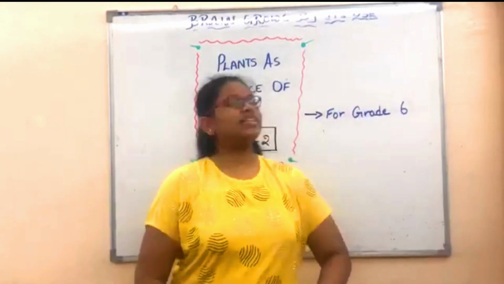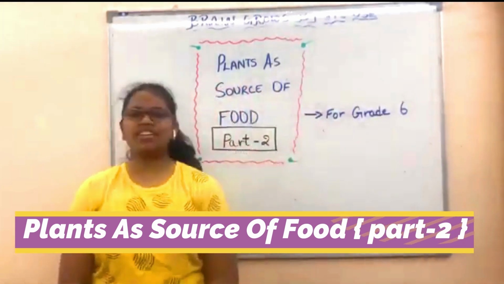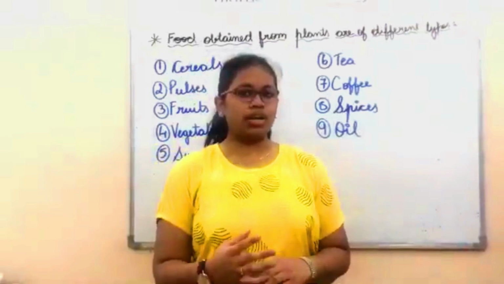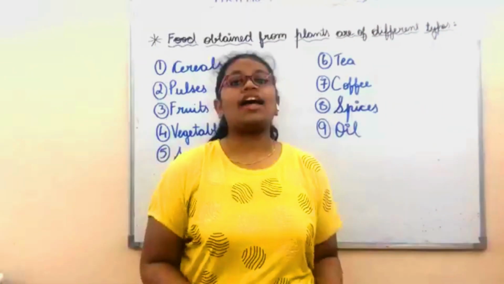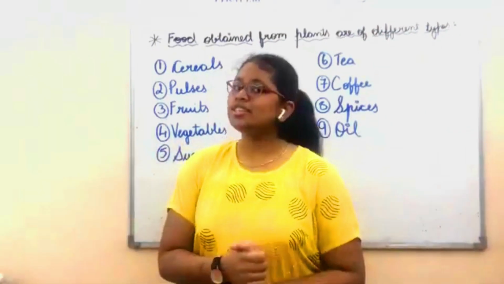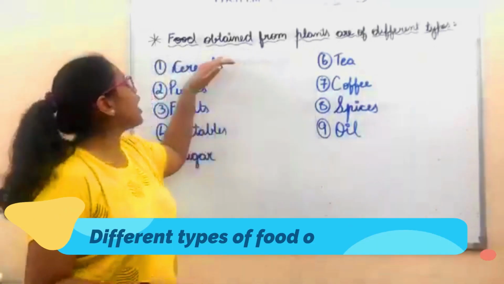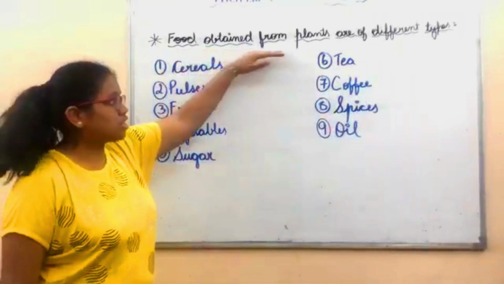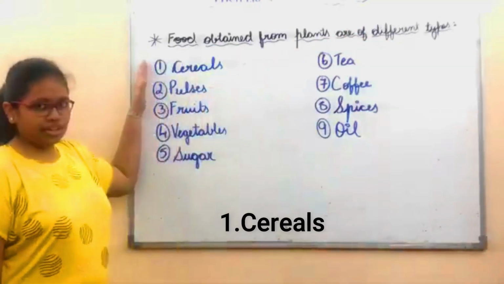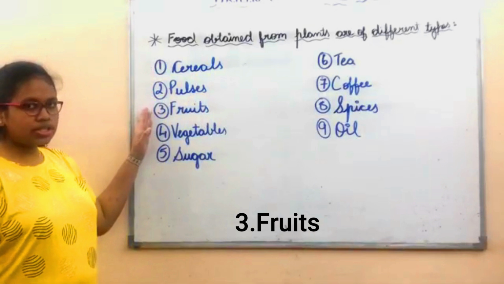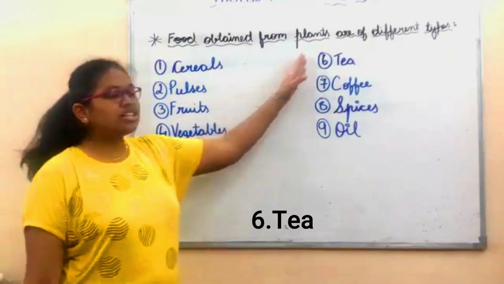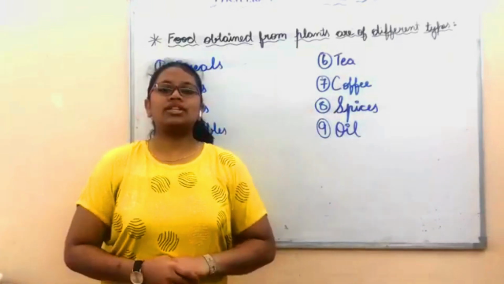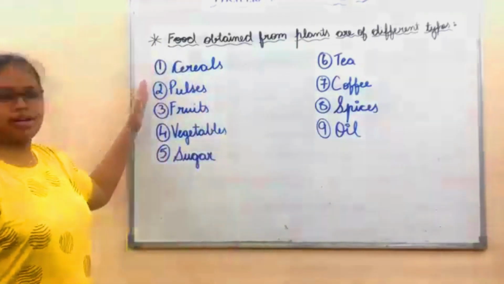Today our topic is plants as source of food, and this is part 2. So let's get started. In our previous video, we've learned how plants prepare food and the edible parts of a plant. In this video, we're going to learn the different types of food obtained from plants. Food obtained from plants are of different types: cereals, pulses, fruits, vegetables, sugar, tea, coffee, spices, oil. Today I'm going to be explaining you about cereals and pulses.